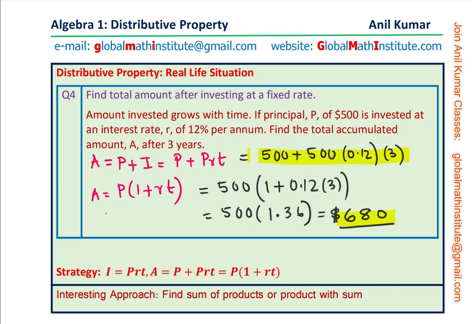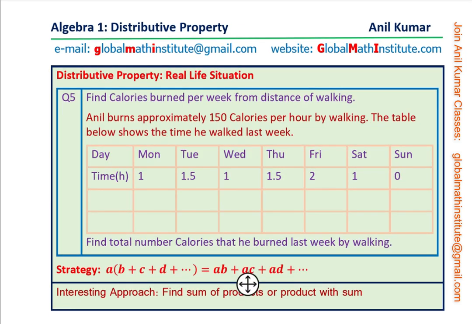So that is the financial application. And now let's take up a real life situation, an everyday walk. Exercise is good for health. Question number 5 here is to find the calories burnt per week from the distance of walking. Let's say the question here is: Anil burns approximately 150 calories per hour by walking. The table below shows the time he walked last week.